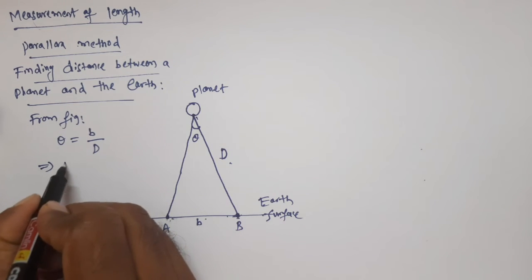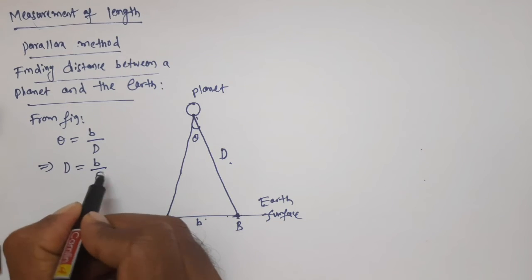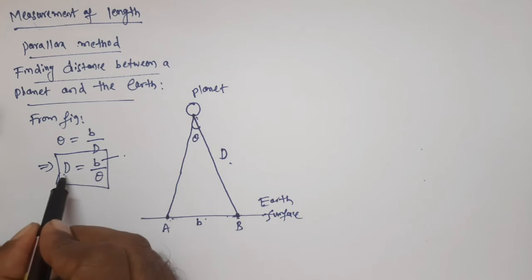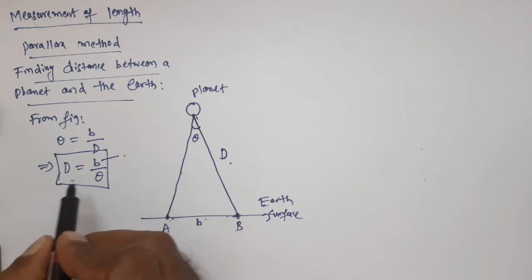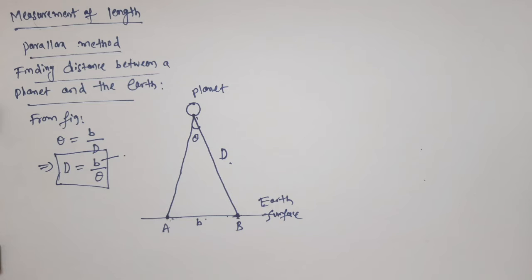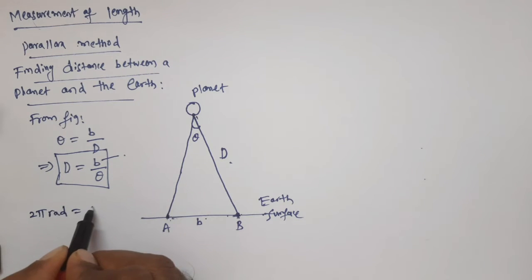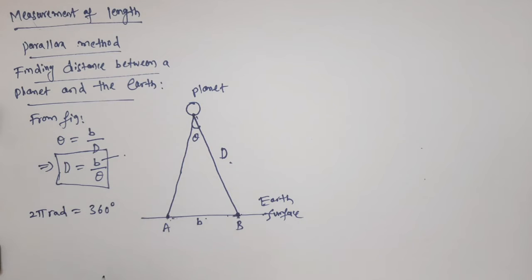So here d is equal to, what do we get, guys? B by theta. See, guys, here if b is in meters, the d value will be in meters. And what must be the theta value? Theta value must be in radians, not in degrees, and not in any other unit. But usually the angle which we get here is less than a degree. You already learned that 2 pi radians is equal to 360 degrees. This is the relation we have.